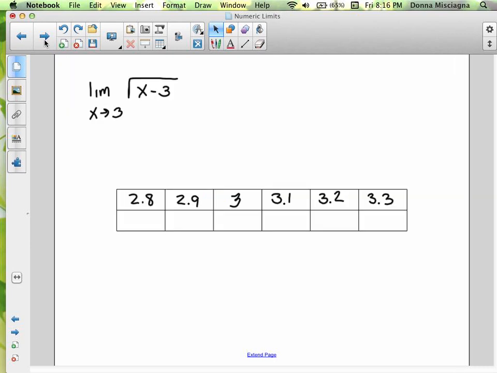Let's look at this one. The limit as x approaches 3. We're going to look from the left-hand side and the right-hand side. I'm going to start with the right-hand side. And I don't have the values of the function in here.